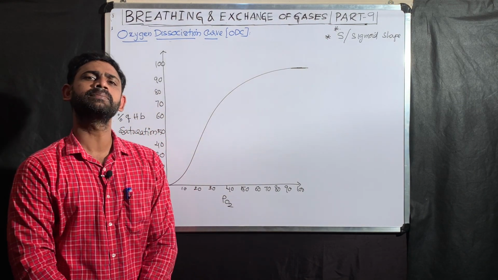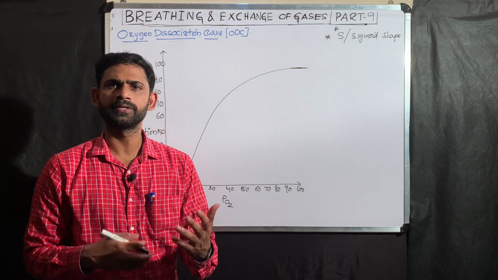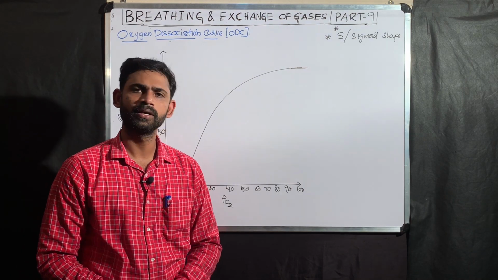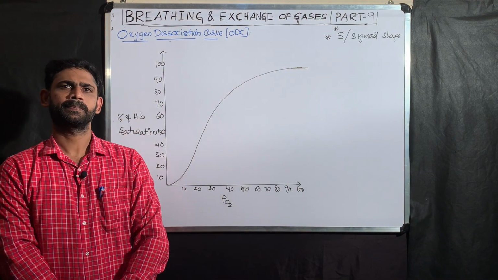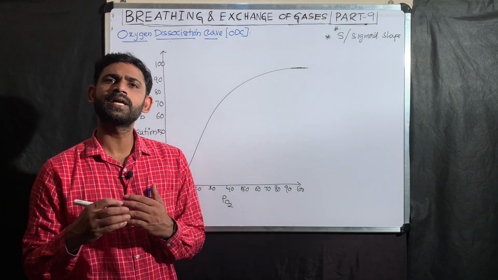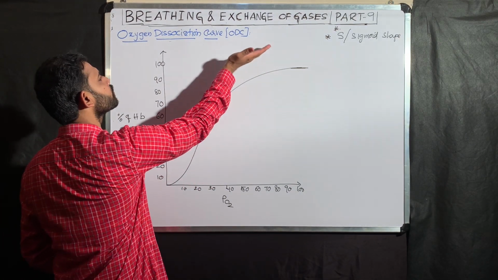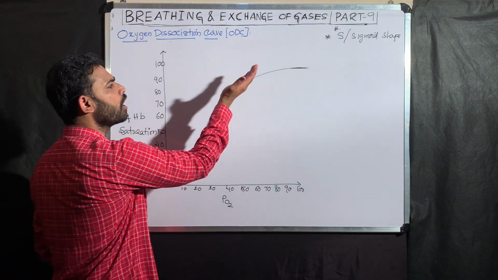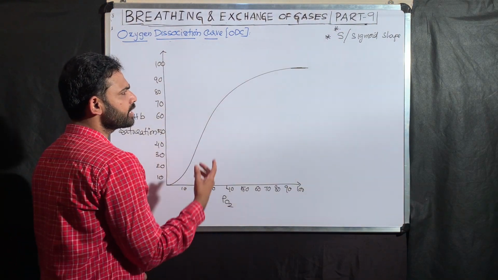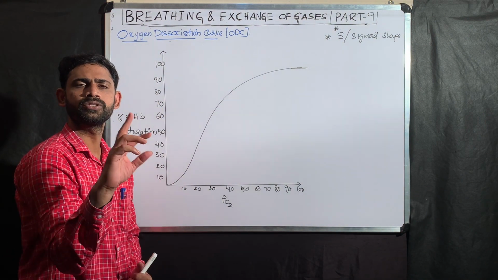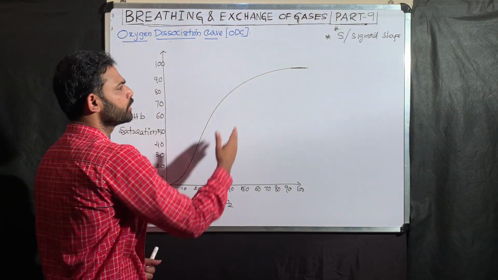What is the importance of the ODC? I said different types of factors like temperature, pH, oxygen, carbon dioxide influence the standard ODC. When these factors get changed, this standard ODC will either shift towards the left or shift to the right side. Do you understand? With respect to the standard ODC, you can see the two shifts: left shift and right shift.